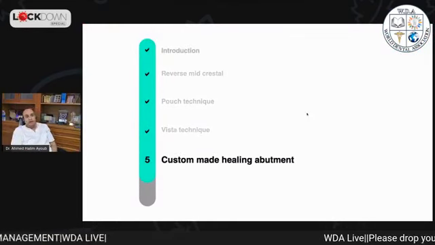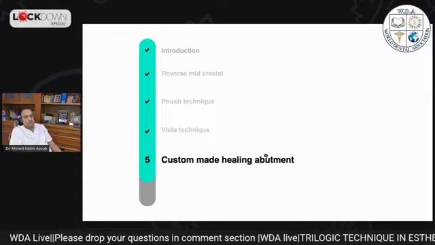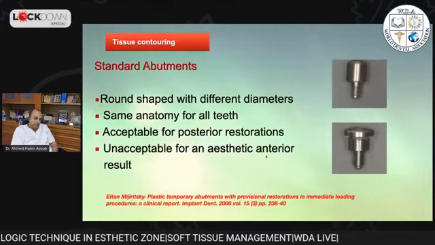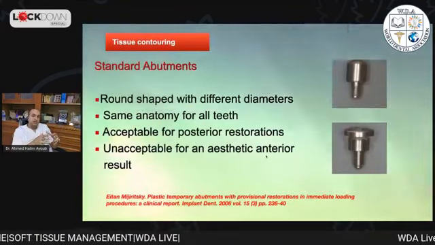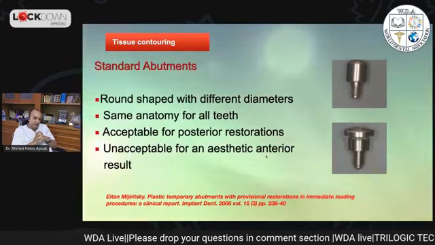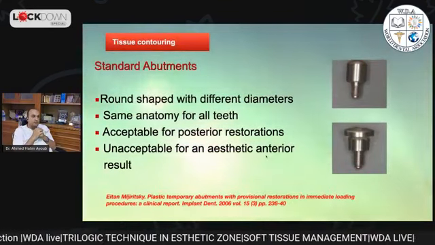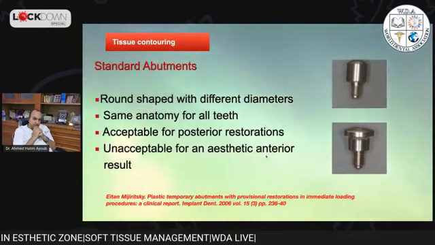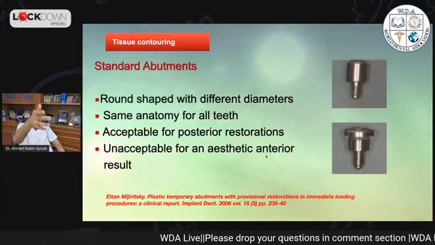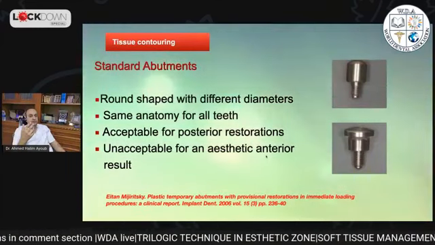And our last technique for soft tissue management in the esthetic zone is a custom-made healing abutment. Actually, I told you we are using a healing abutment. What is the role of healing abutment? The role of healing abutment is to reshape your soft tissue. In any implant company, you have different shapes of healing abutment, for example divergent healing abutments, 6, 7, 10, 15 shapes, which we can call standard healing abutments. And what is the role of healing abutment? It is to reshape your soft tissue.